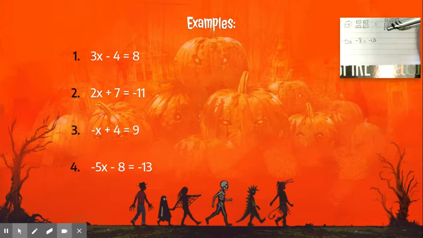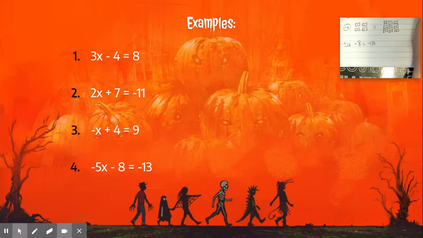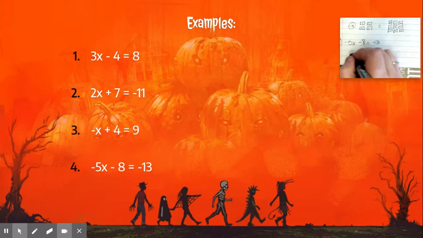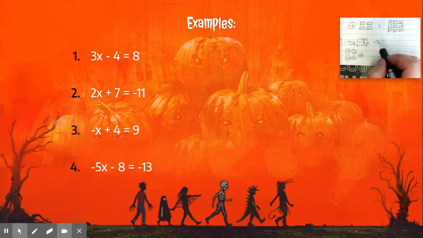So the last one, negative 5x. So I have 5 x's, 1, 2, 3, 4, 5, and they're all negative. Minus 8. If that's a minus, that's a positive. I mean, not positive, it's going to be a negative 8. So we're going to draw 8 squares. 4, 5, 6, 7, 8. That's a negative 1. These are all negative, so they're negative 1, negative 1.